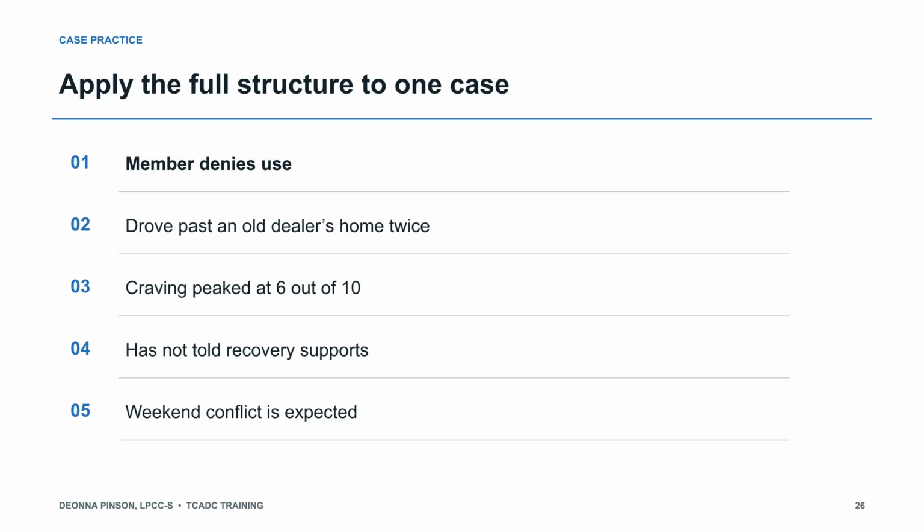For example, if a member admits to high-risk behaviors like driving past a dealer's home, start by connecting and validating their honesty. Then move to assessing safety and mapping the sequence. Finally, collaborate on an alternate weekend plan to keep them safe.